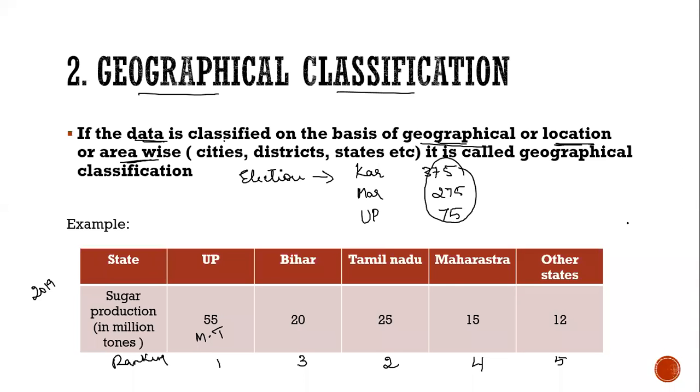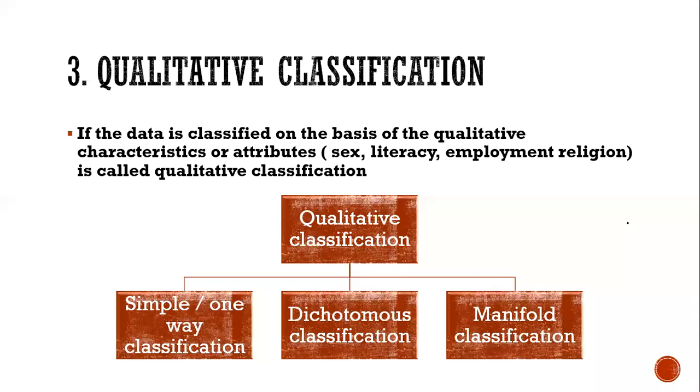The next type of classification is qualitative classification. The next, third type of classification is qualitative classification. Now, what is qualitative? I already explained what qualitative is when I was explaining the first chapter. What is qualitative? It is where we focus on the qualities.